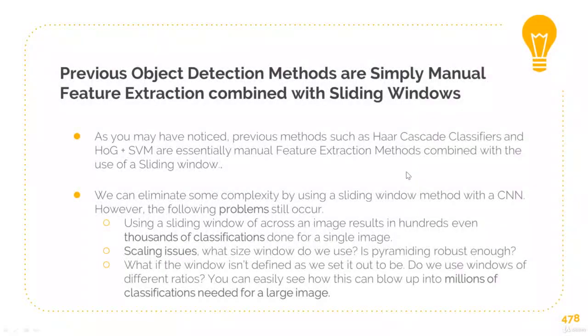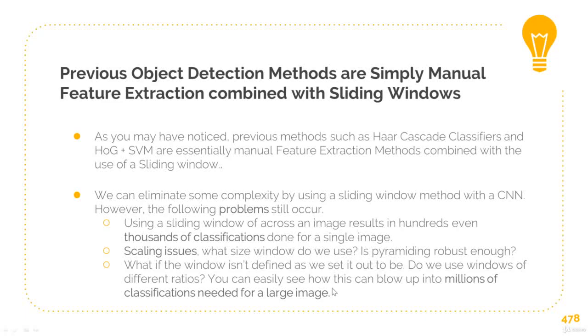So previous object detection methods are basically just feature extraction. I just mentioned that. And why would we want to manually find features if CNNs can eliminate that? CNNs automatically find features by just running all this training data through the algorithm and finding the loss, matching it with the correct class. So that's what's brilliant about CNNs. It takes that step away from us.